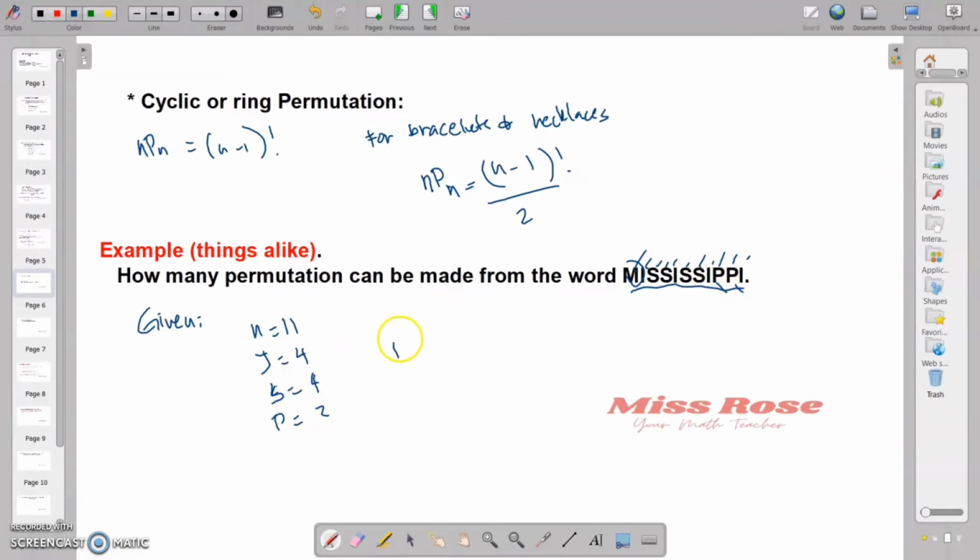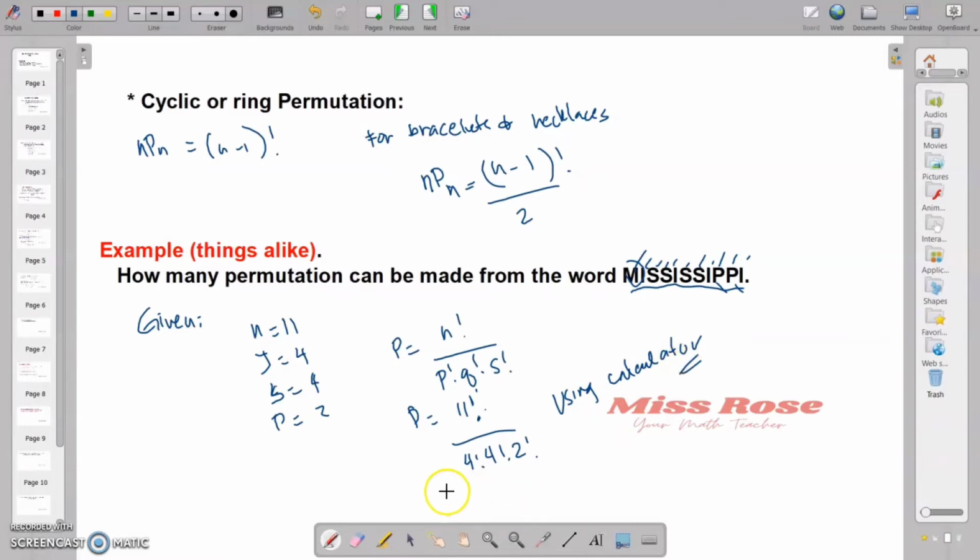So from the formula for things alike, n factorial over p factorial, q factorial, and s factorial. So the permutation equals 11 factorial over 4 factorial, 4 factorial, and 2 factorial. Using a calculator, that is 34,650.